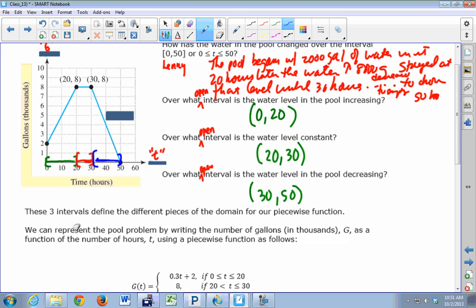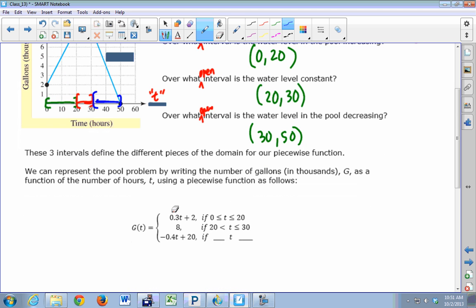Okay, so we need to be able to write a function that describes each one of these different pieces that you see represented by this graph. And since it's not just one increasing line or one decreasing line or one constant line, we have to have 3 pieces to this function. And that's what we call a piecewise defined function, okay?